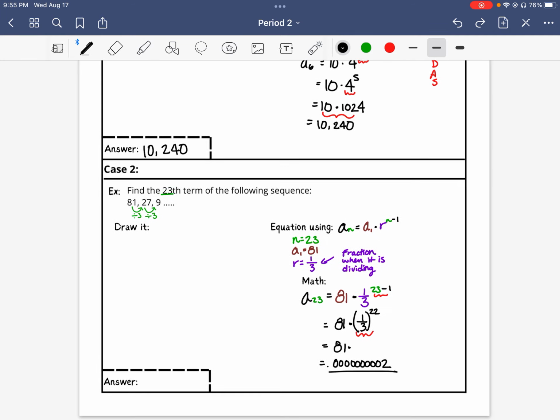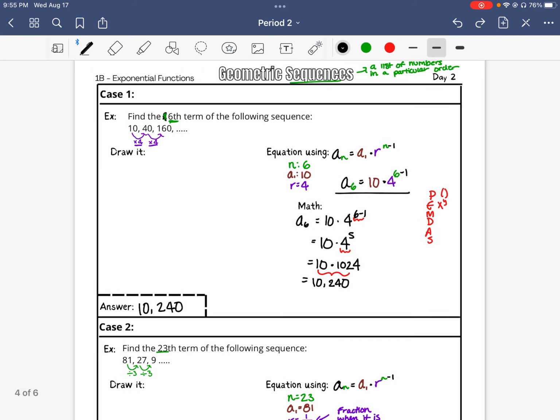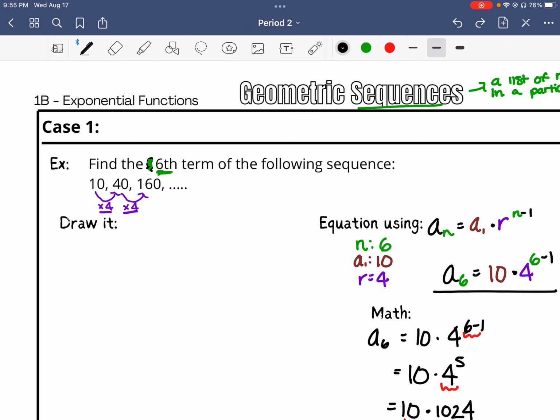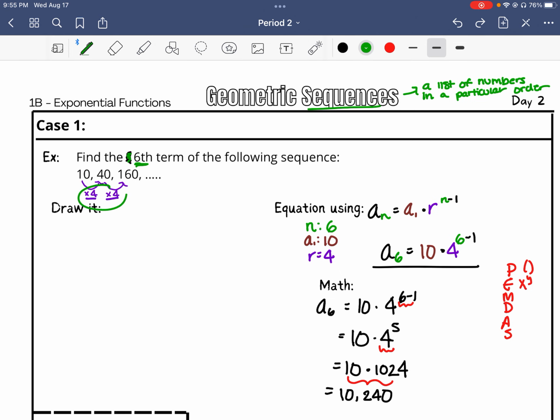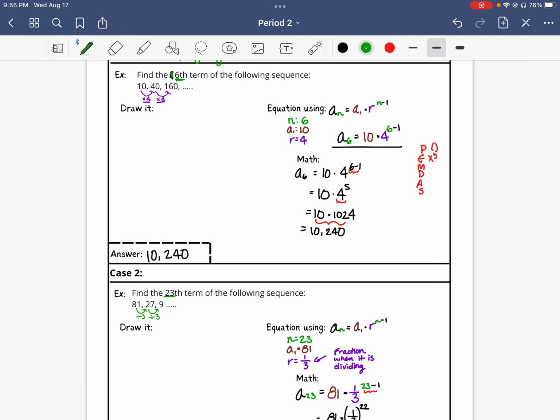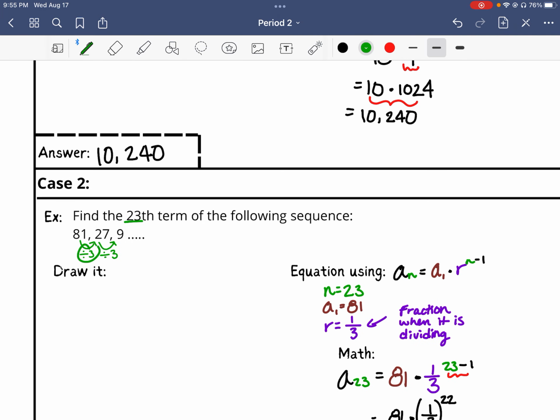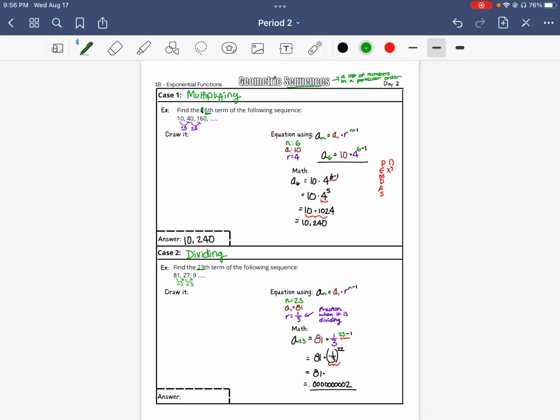So go ahead and try these out. But before you take off, let's talk about the cases. In my first case, I was multiplying by 4. But in my second case, I was dividing. Remember that when we divide, we're going to get a fraction and sometimes some decimals. But go ahead and jump out to math, and I'll see you for the next one.